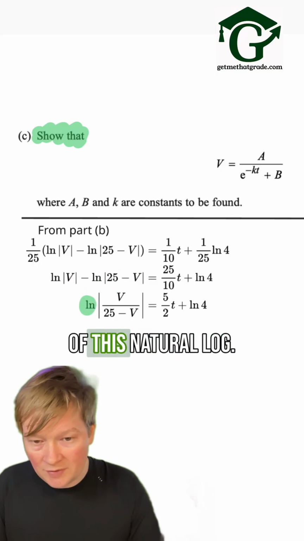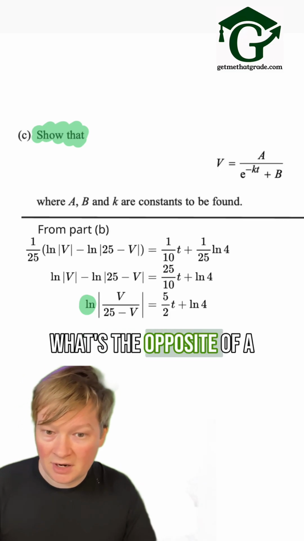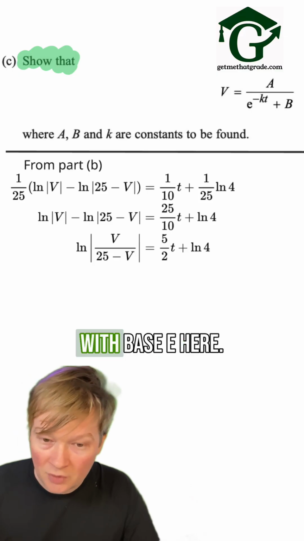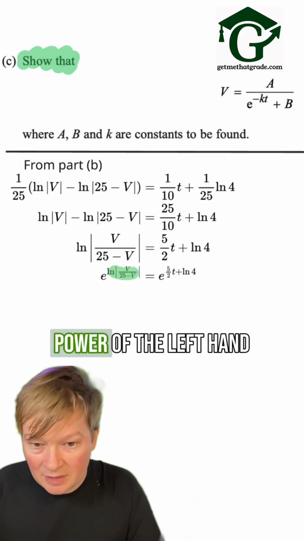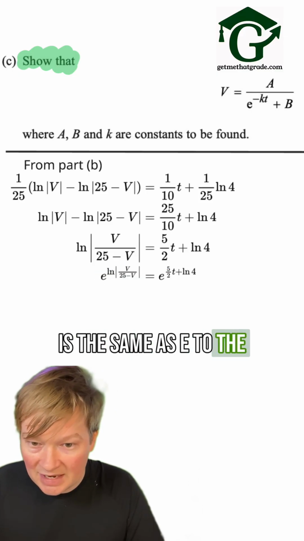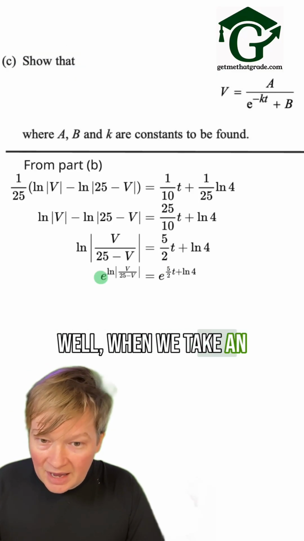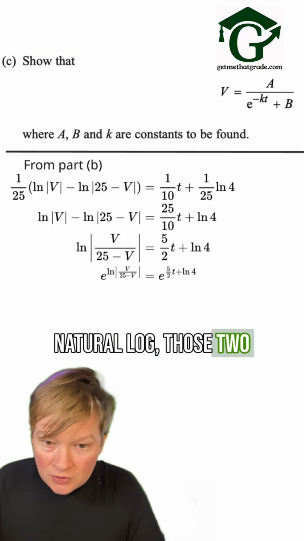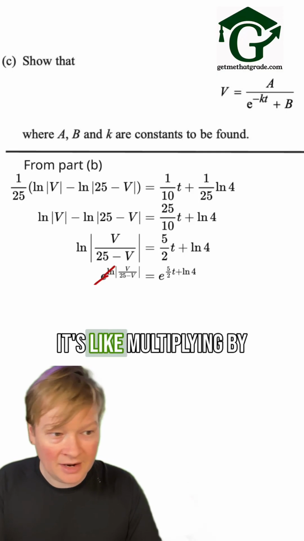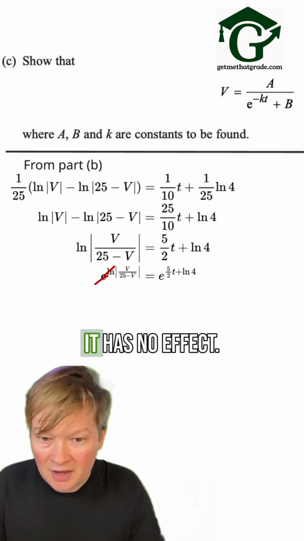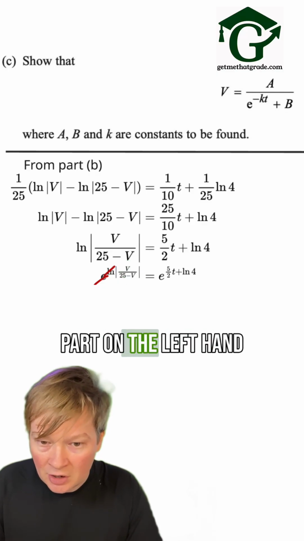Next, we want to get rid of this natural log. What's the opposite of a natural log? Well, the inverse is taking an exponential with base e here. So we've got e to the power of the left-hand side is the same as e to the power of the right-hand side. Why do we do that? Well, when we take an exponential of a natural log, those two things cancel one another out. It's like multiplying by 3 and dividing by 3, or adding 2 and subtracting 2. It has no effect, so we're left with this part on the left-hand side.